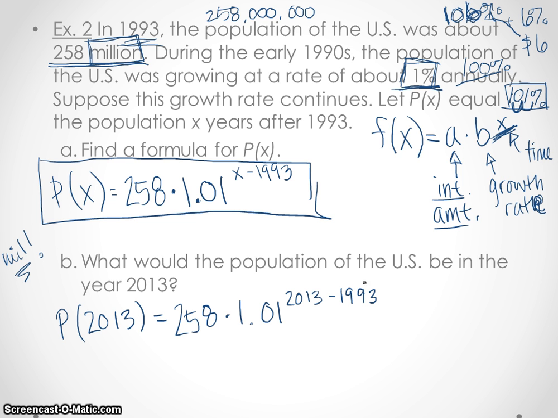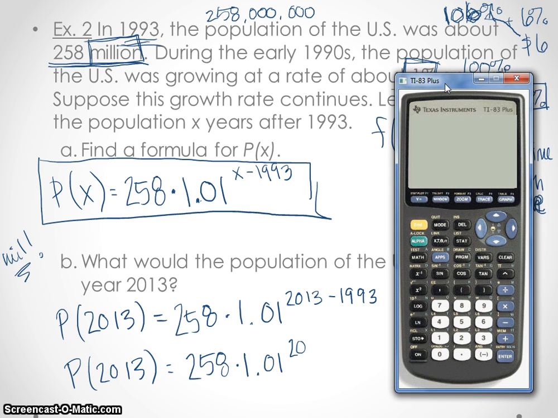And then my suggestion would be at least simplify this before you go to your calculator. So we have P of 2013 equals 258 times 1.01, and then very easily 2013 minus 1993, that would be 20, so we'd have to the 20th power here. Okay, so 20 years have gone by. Now at this point, please follow order of operations here. So we have to do this part first and then multiply it by the 258. So let's grab our calculators. Hopefully you have yours as well.